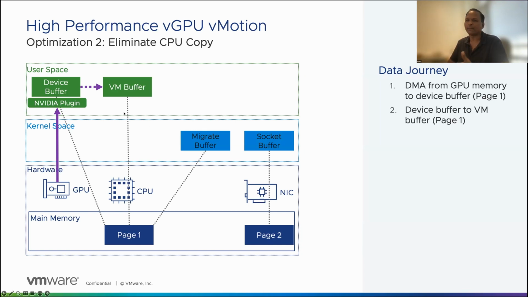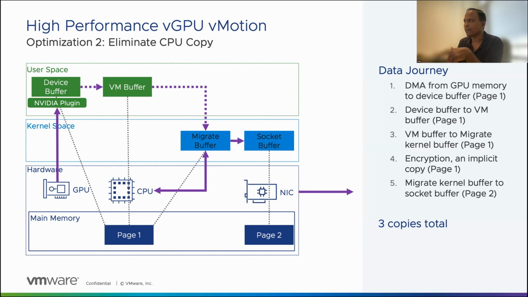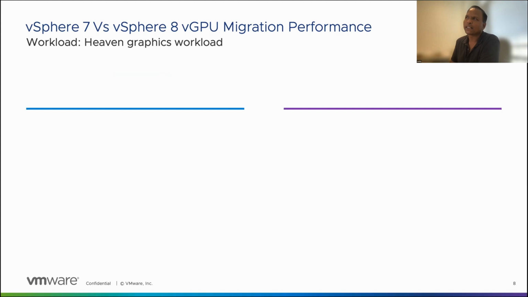And after the VM buffer does more processing, once again it hands off this memory to the migrate buffer. You can see these are all denoted by the dotted line. We are eliminating the explicit copies here. The migrate buffer still has to do one copy to do encryption, and once it does that, it has to do one more copy to the socket buffer. All in all, we eliminated 2 copies. So now let's take a look at the performance numbers.